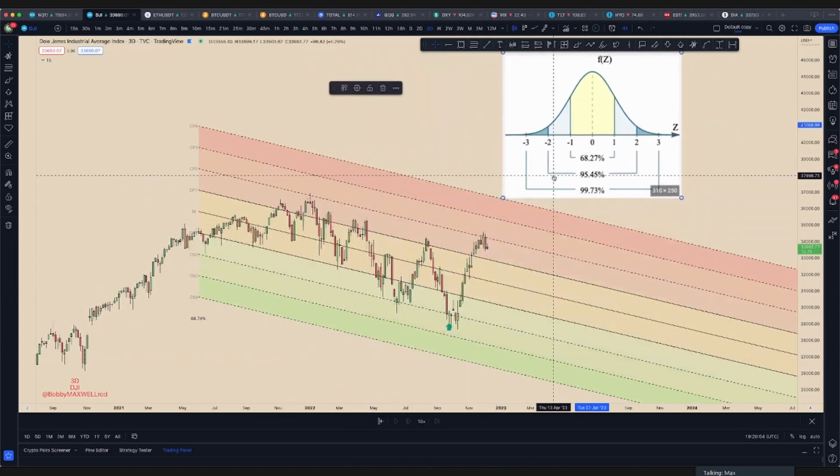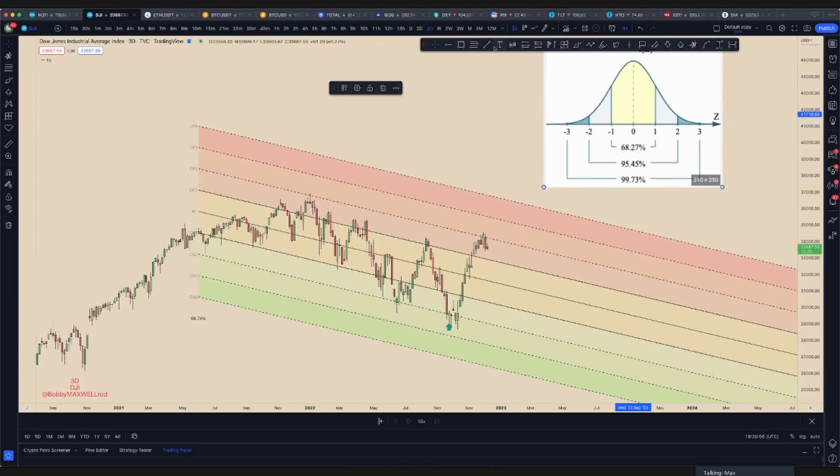And don't even get me started when we get outside of, on the high time frame, CP3 and CN3. If we ever get priced down here or up here, 99.73% hit rate.